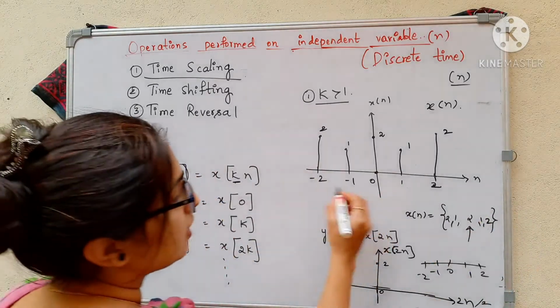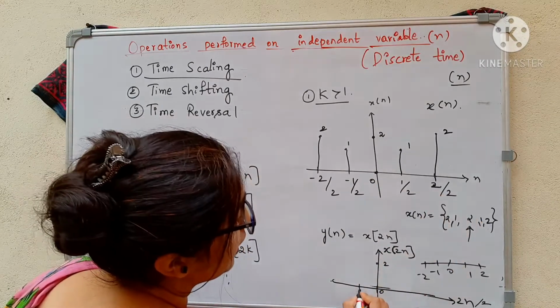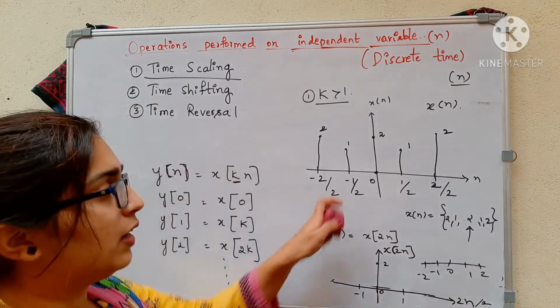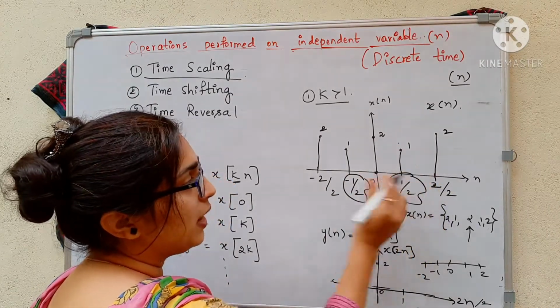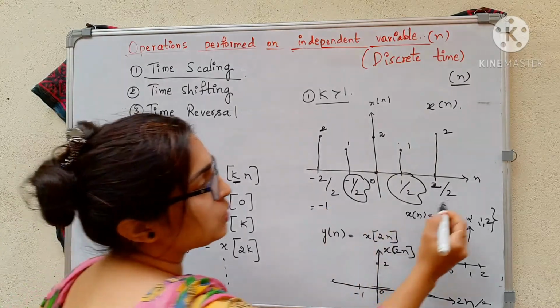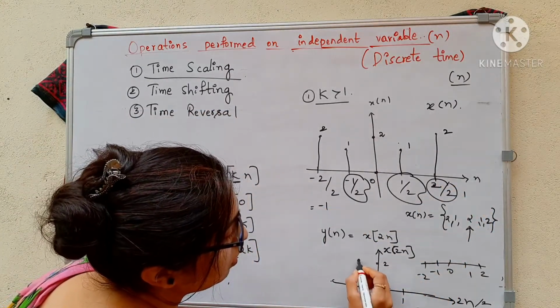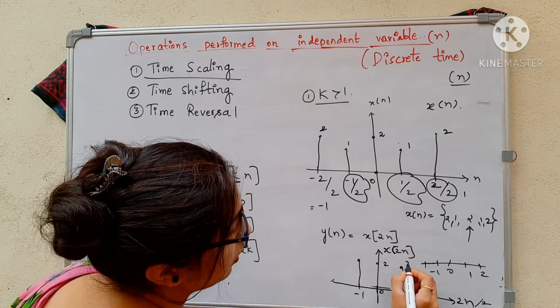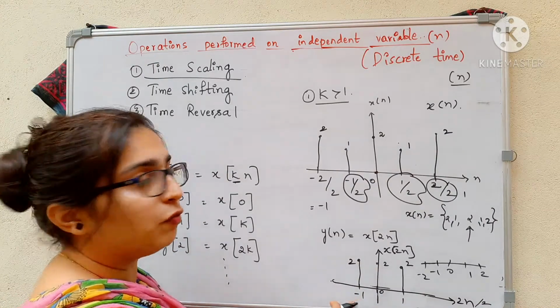In this case, if I divide it by 2, I will get the values at minus 1 and 1. This one I will not be getting; these values will not be in y of n. So minus 2 by 2 is minus 1 and 2 by 2 is 1. So we will be getting the value 2, 2, that is at minus 1 and 1. This one will be our y of n.